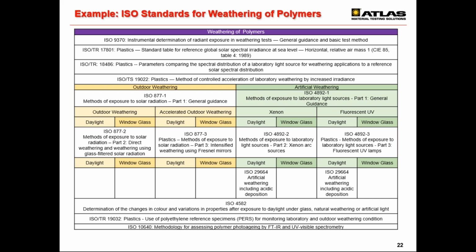Another point that I want to make is that some industries will also provide guidance on calibration and measurement of variables. For example, here you see ISO 9370, which is for calibration and measurement of solar radiation sources. And we also see here that the plastics industry has given specific guidance for the reporting of evaluations in ISO 4582.